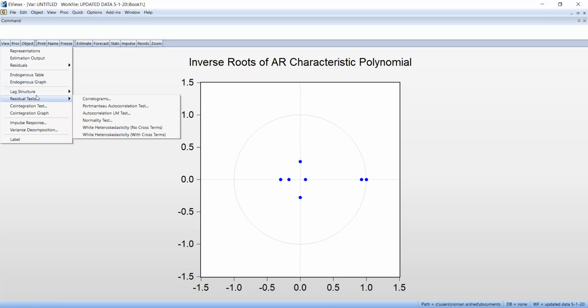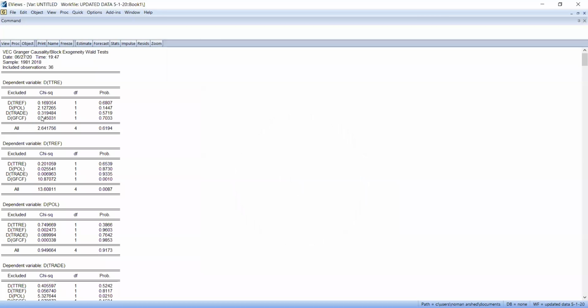And once you have a stable model, you can go for the Granger causality test. When I run this, it confirms that my independent variables are not significantly causing my revenue. This is because the error correction coefficient was not significant and the R square was very low.